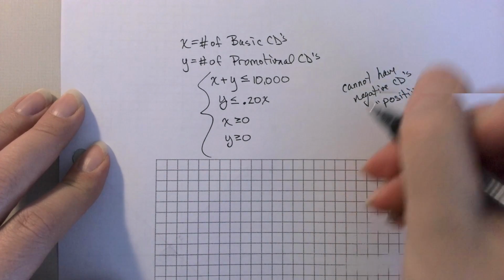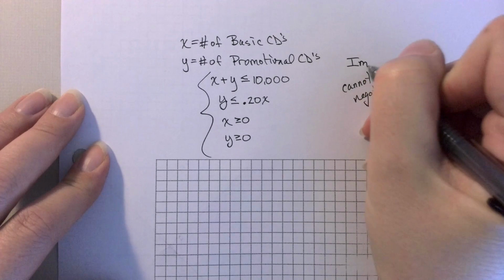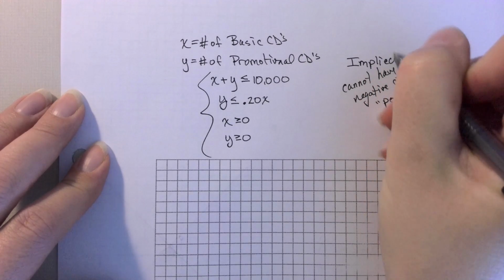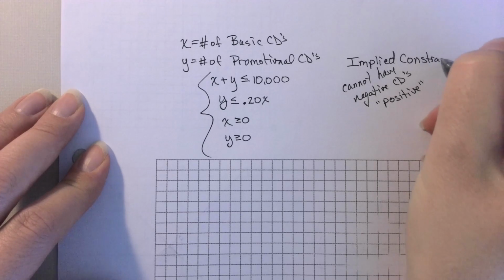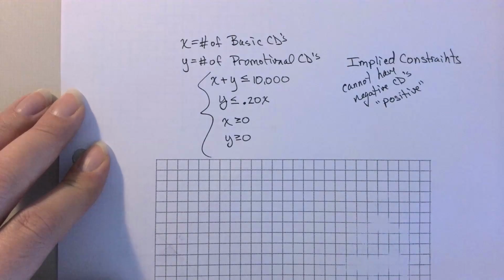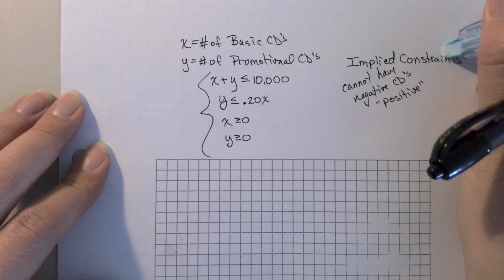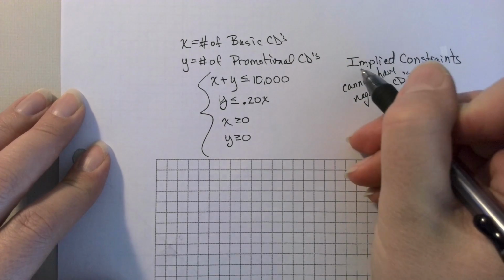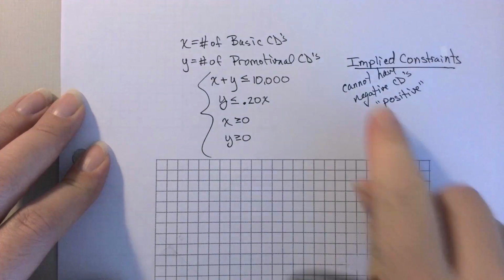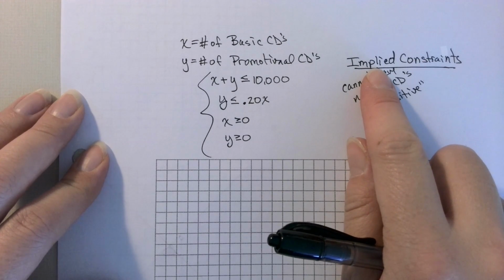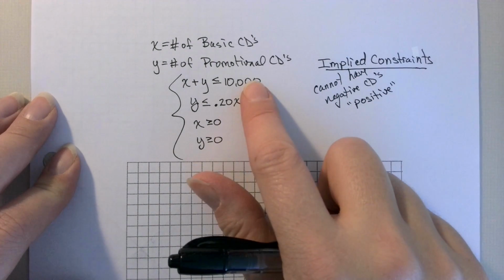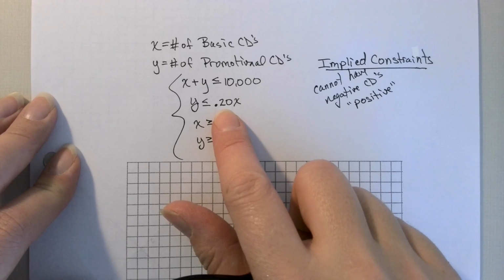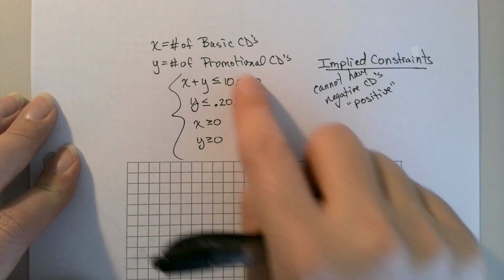So these are called implied constraints. I want to remind you of that. We've talked about it, but that is how we define it. This is what's going to keep us in the first quadrant. So implied meaning we should understand that it's real life. Constraints are restrictions. All of these are considered constraints. We're restricting our values. So we're going to graph these.